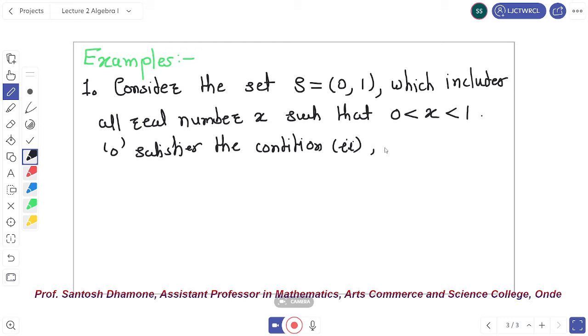Next example. The set of integers itself has no least element. Our set of integers has no least element.